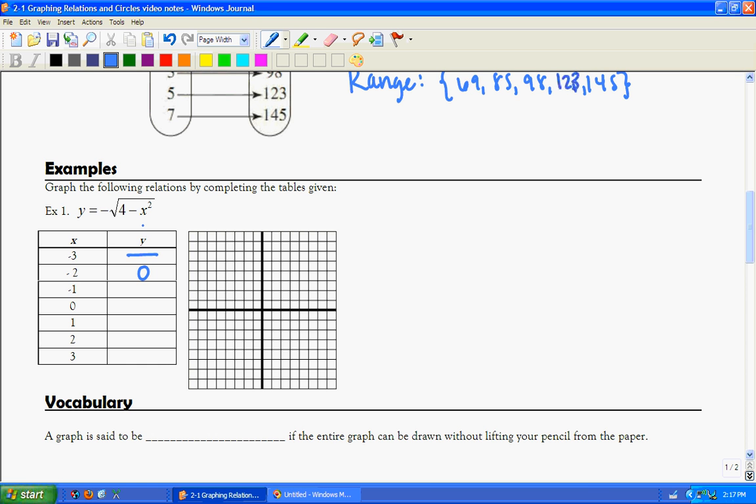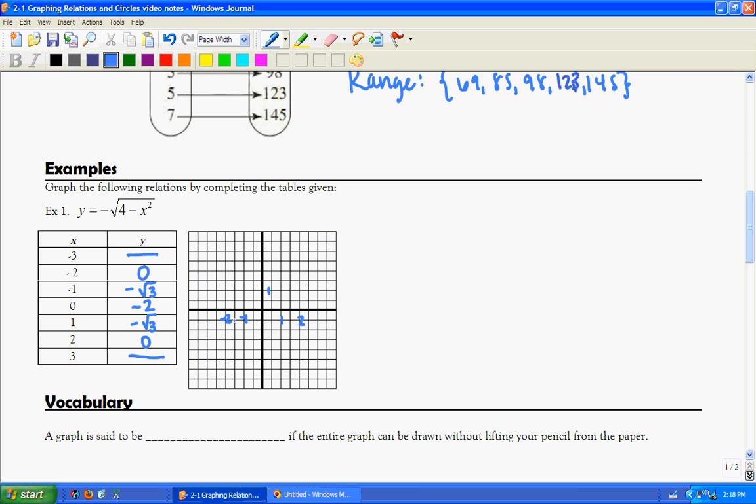If we plug in a -1, that would give us 4 minus 1, which is 3. So we'll have the negative square root of 3. If we plug in 0, that'd be 4 minus 0, and we know what the square root of 4 is, and with the negative on the outside would make it -2. When we plug a positive 1 in, since we're squaring it, the positive 1, 2, and 3 are going to yield the same results as the negative 1, 2, and 3. So we'll have negative square root of 3, -2, 0, and if we plug in a 3, it'll give us a non-real answer.